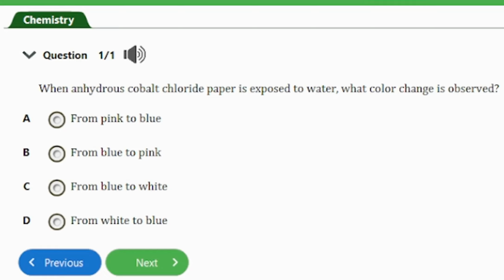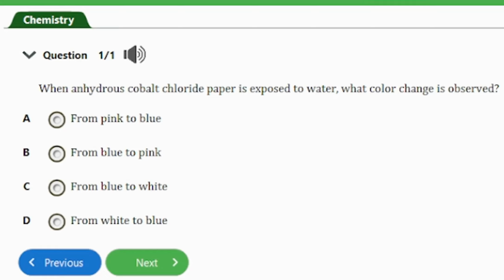We have: when anhydrous cobalt chloride paper is exposed to water, what color change is observed? All right, guys, we have A, from pink to blue, B, from blue to pink, C, from blue to white, D, from white to blue.